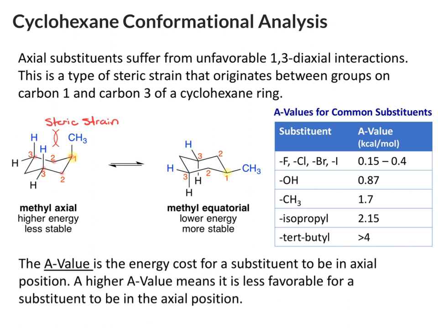That means methyl isn't very happy being axial. But if you go to an even larger group like isopropyl or tert-butyl, those are even less stable in the axial position than the methyl group. So if the molecule has to make a choice and it can't put all of the substituents equatorial, it will put the largest substituents equatorial. And we'll see that when we go through some examples.